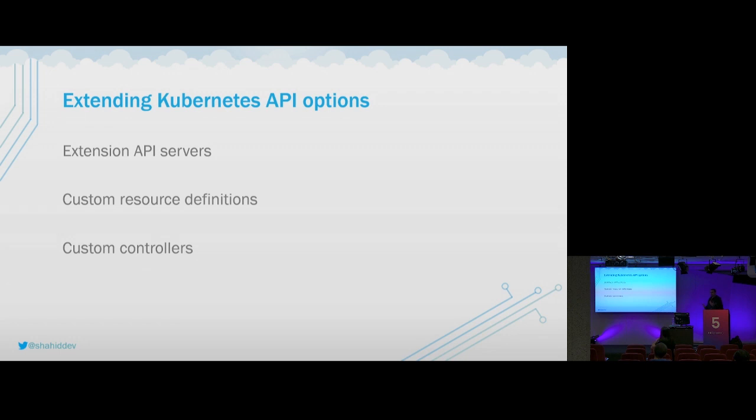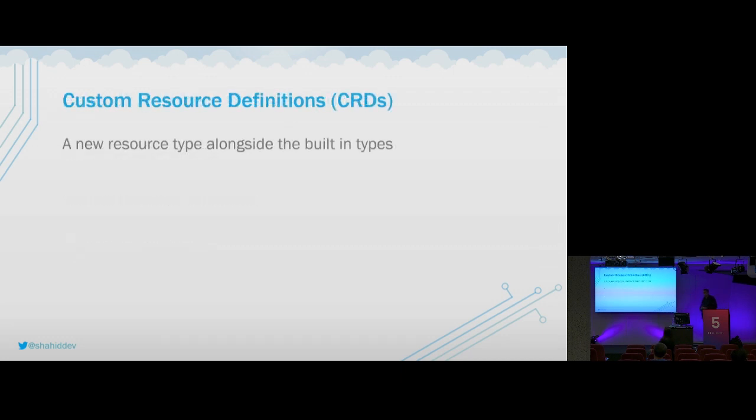Now, often custom resource definitions and custom controllers are used interchangeably, and technically they're not. So talking specifically about custom resource definitions, CRDs, this is essentially a new resource type that you can put alongside the existing resources. Just to clarify, for those who are not necessarily familiar with the term, the resources are things like pods, deployments, replica sets, config maps, secrets.